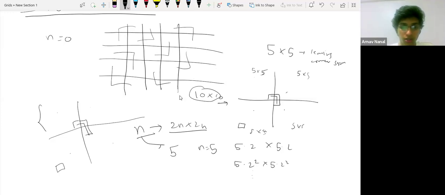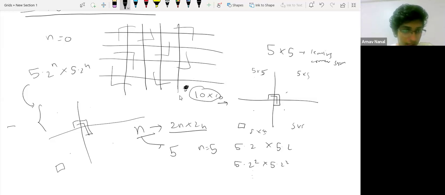Yeah, so you can see that this is possible, exactly this square is blank. And so now you have shown it for 5 cross 5. Now assume that you have shown it for 5 into 2 raised to n cross 5 into 2 raised to n. You get this sort of grid.